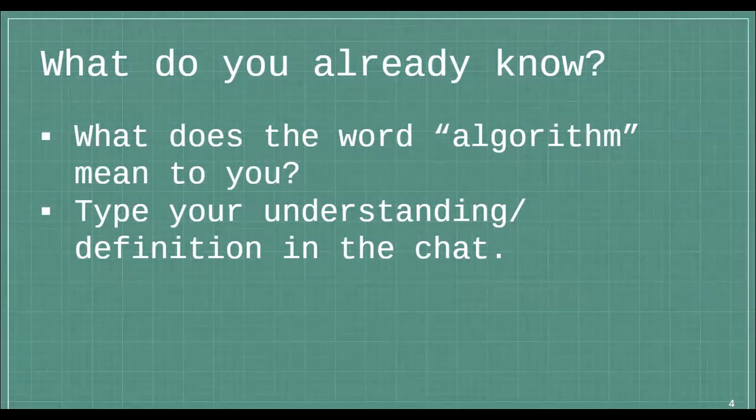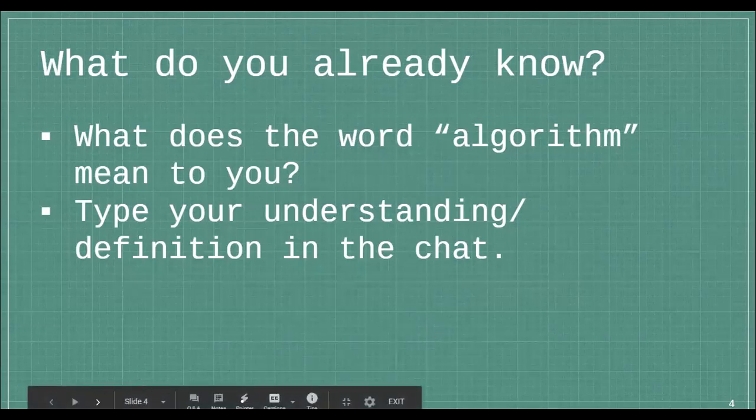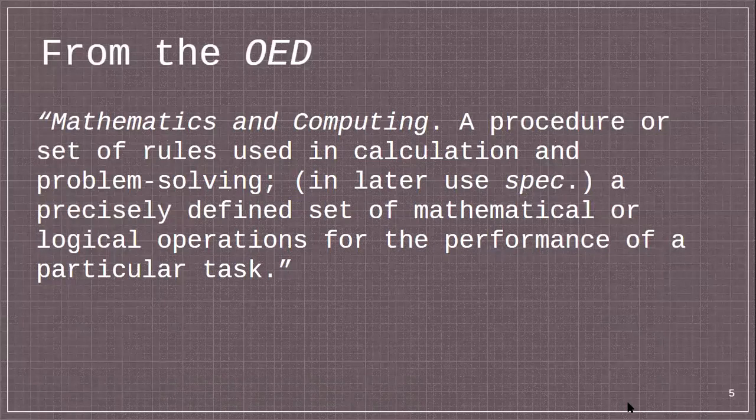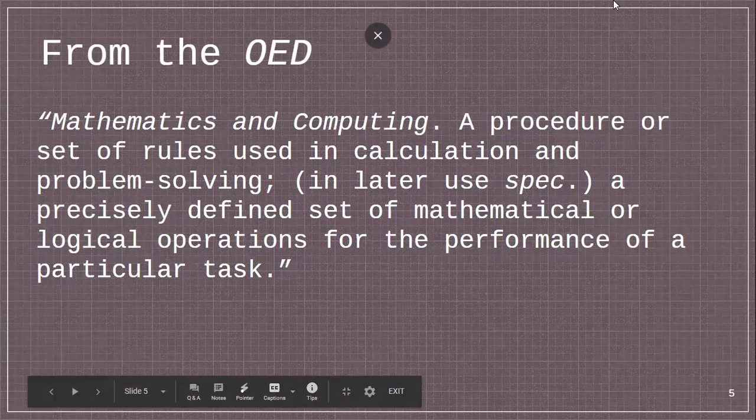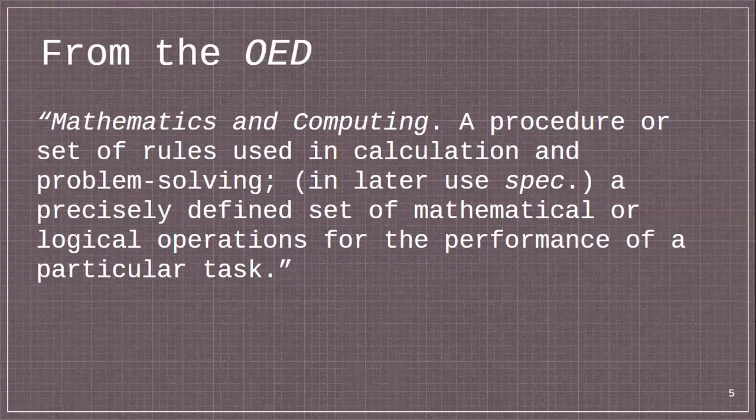And I'm going to give you the Oxford English Dictionary definition, because like I said, I'm the English librarian, so this is my Bible. From the OED, in mathematics and computing, an algorithm is a procedure or set of rules used in calculation and problem solving. In later use, specifically, a precisely defined set of mathematical or logical operations for the performance of a particular task. So algorithm, defined generally, is this idea that it's some sort of set of rules or set of functions or operations that perform a task. Now, when we talk about them, just like many of you said, it's usually in the context of thinking about information or information sources, and that's definitely my focus today.